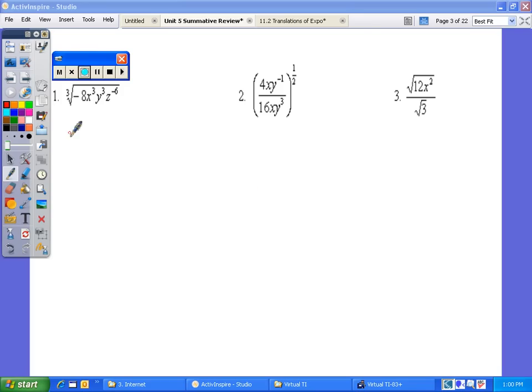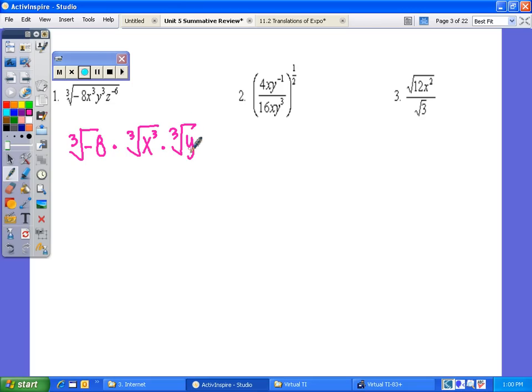So what you need to do is split this up into 4 different problems. We have the third root of -8, third root of x cubed, third root of y cubed, and the third root of z to the -6. Third root of -8 is equal to -2. This is equal to 3 over 3, which is 1, so you don't need the 1. This is also equal to 3 over 3, which is y, so you don't need that. And this is equal to -6 over 3, which is -2.